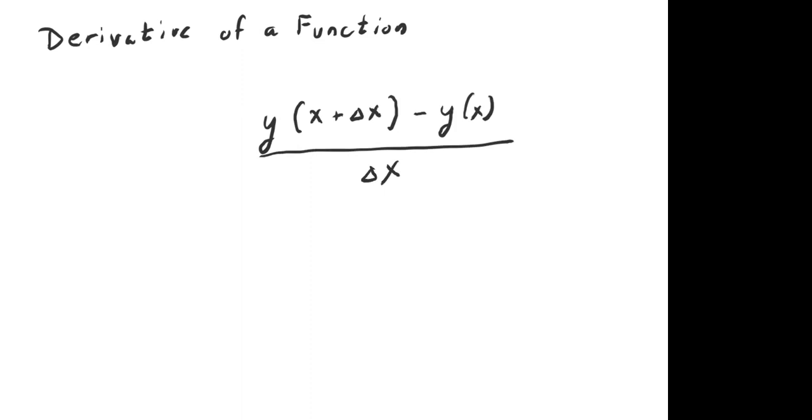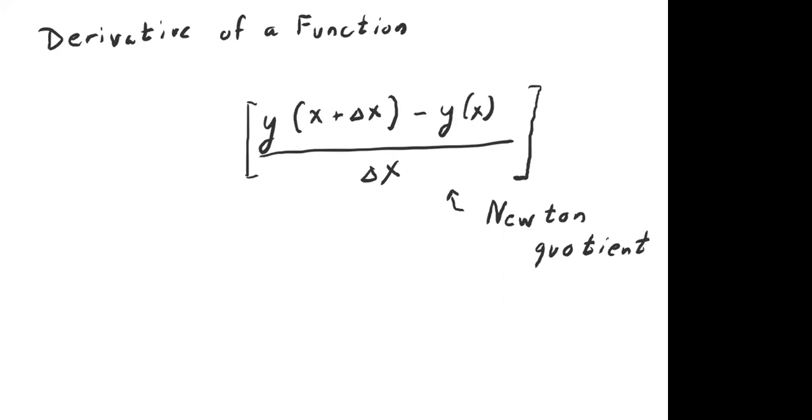So to do that, what you do is you take your function y, you evaluate it at a point x plus a small shift delta x, a point slightly to the left or right of x. You subtract from that the value of the function at x, and you divide that by that small shift delta x. And this almost looks like a slope, but it's really just a quotient. It's got something in the numerator and something in the denominator. And Newton probably wrote it down for the first time. It's called a Newton quotient.